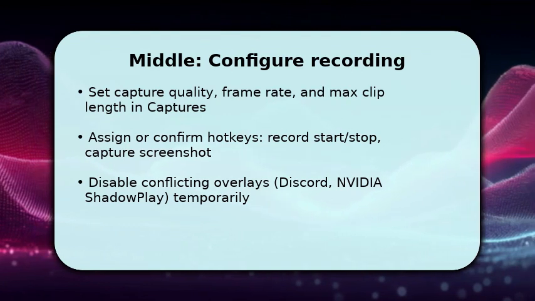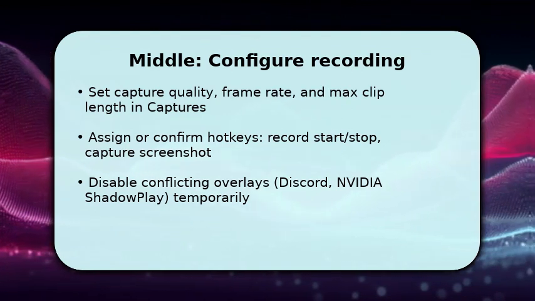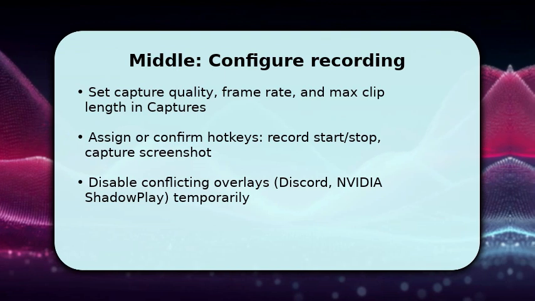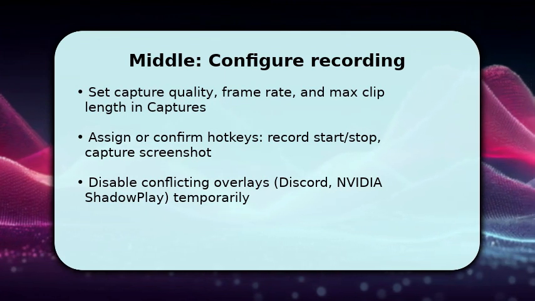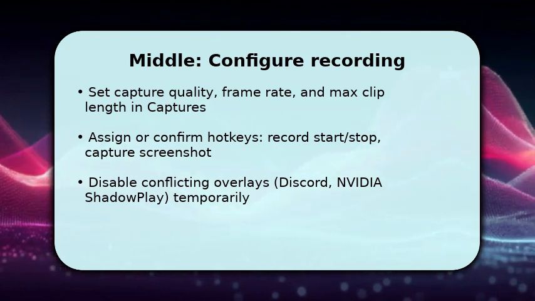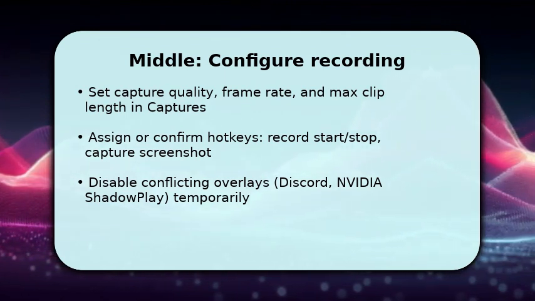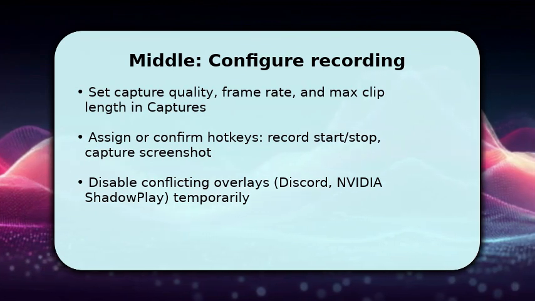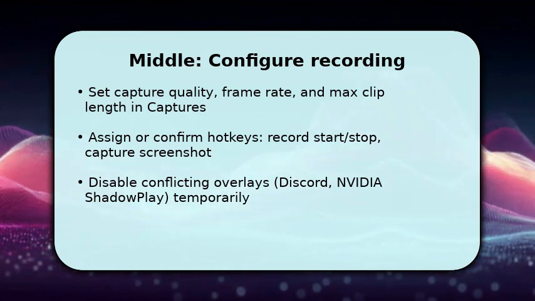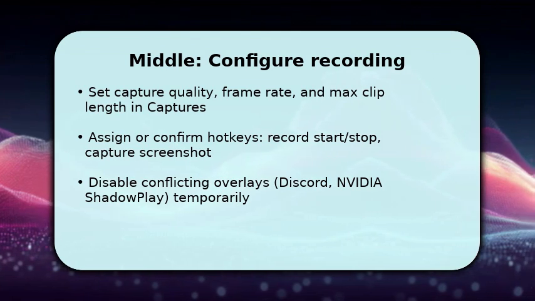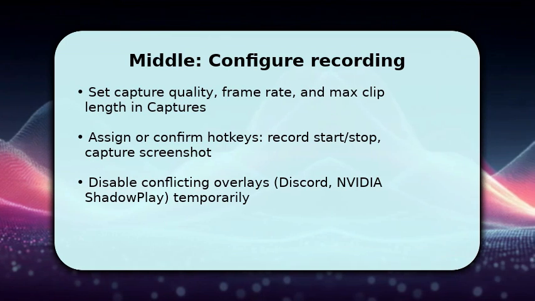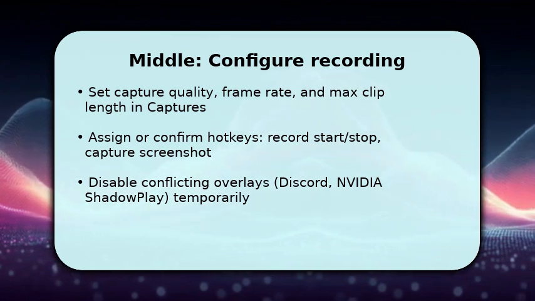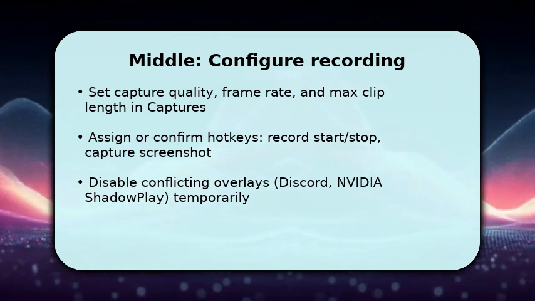Open Settings, Gaming, Captures and set quality, frame rate, and maximum clip length. Higher settings need more CPU/GPU headroom. Assign a clear hotkey for start/stop recording, and for screenshots, memorize them. Disable any other overlays like Discord or NVIDIA ShadowPlay because they often conflict with Game Bar. If you use Game Mode, enable it, but make sure background apps are limited so resources focus on recording performance.